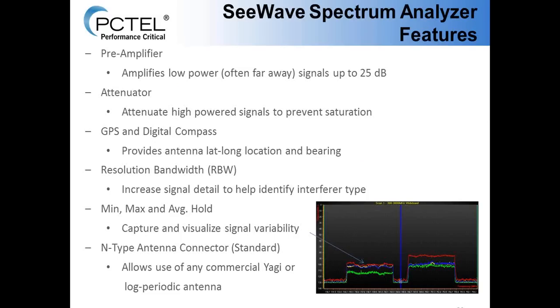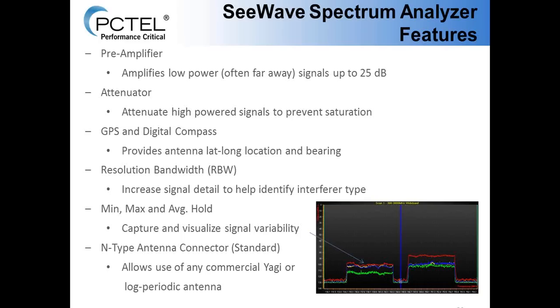Secondly, if you're very close to the source, we also have an attenuator built into the host handheld platform, so it doesn't drive the scanning receiver towards saturation. So it's taken care of both aspects. If the source is far away, we have a preamplifier. If you're close to the source and it's very high powered, you have an attenuator. We also combine a GPS antenna and a digital compass within this handheld platform. This is required for accurate lat-long location and also determining the direction from which the interfering source is coming.